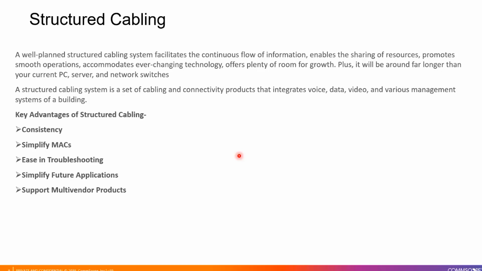Simplified moves, adds and changes. So any change you want to do at the rack side, you can just change the patch cords or connect to the active devices. So you don't need to change any of the cabling, because the panel is already terminated. Unless you go and physically disturb the cable, it will not come out of the panel or IOs. So troubleshooting will be easy.